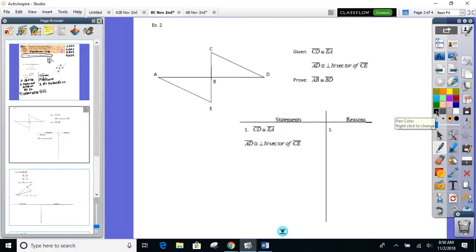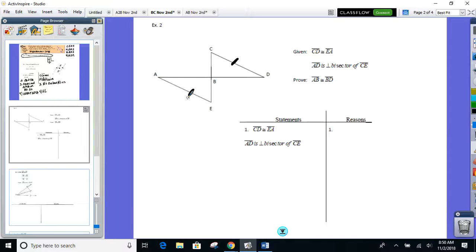So let's mark our diagram. I have CD congruent to EA. There's a pair of sides. Ooh, AD is the perpendicular bisector of CE. So CE is getting bisected by AD. What other markings could I put on my diagram now? Roman? Where? Got right angles. And it bisects CE. You should be able to put another pair. Orion, go. Where? BE and CB. Not on AB and BD. That AD is not getting bisected. It's CE that's getting bisected.